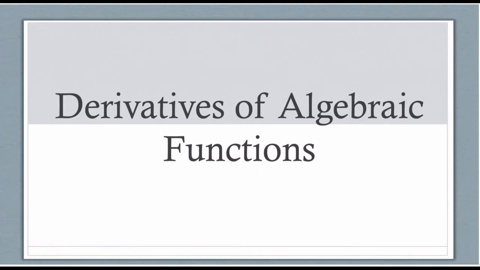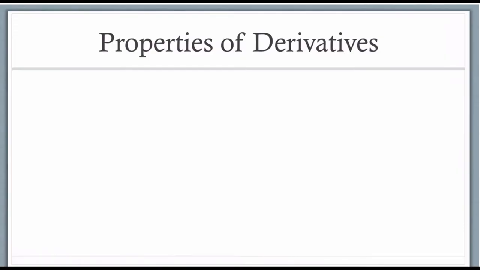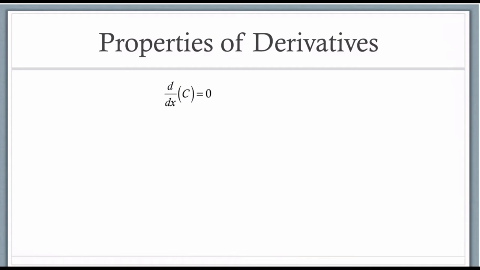In this lesson, we're going to look at derivatives of algebraic functions. The first thing that we're going to look at are some of the properties of derivatives. The first property is that if I take the derivative of any constant, it's going to be 0.